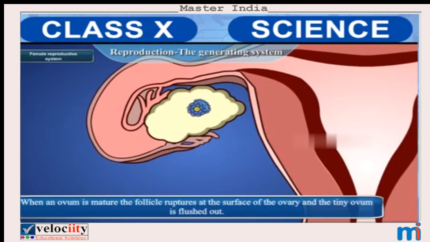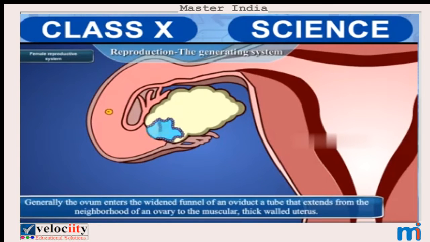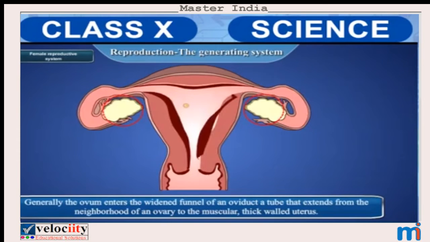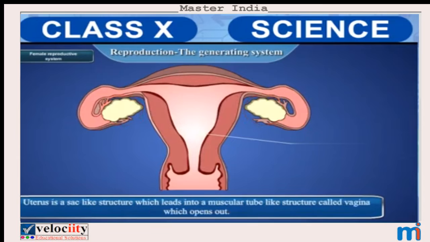When an ovum is mature, the follicle ruptures at the surface of the ovary and the tiny ovum is flushed out. Generally, the ovum enters the widened funnel of an oviduct, a tube that extends from the neighborhood of an ovary to the muscular, thick-walled uterus. Uterus is a sac-like structure which leads into a muscular tube-like structure called vagina, which opens out.